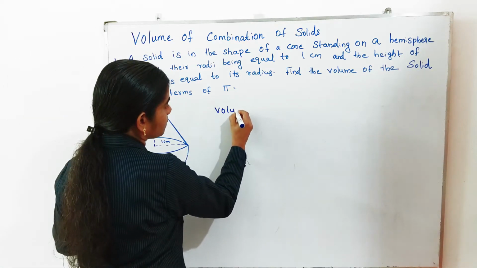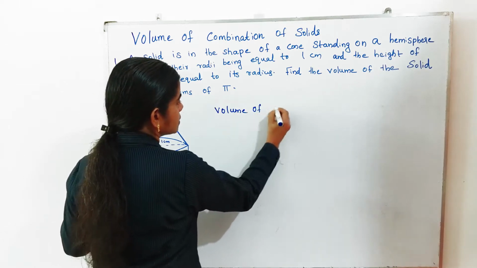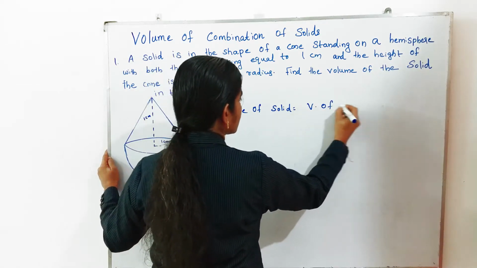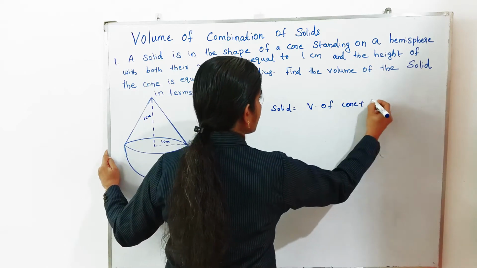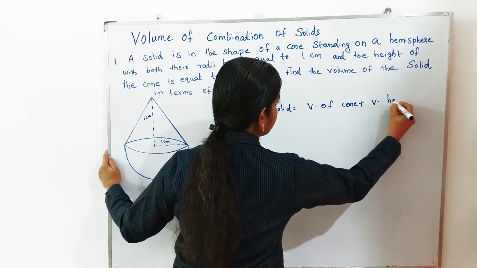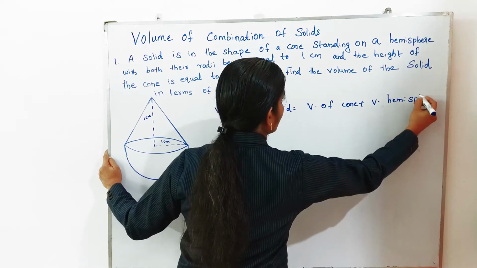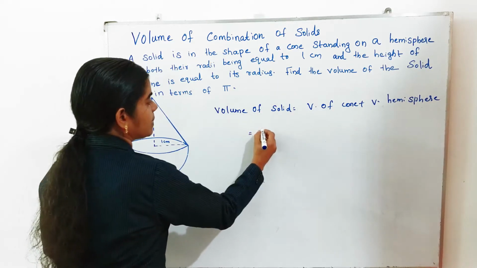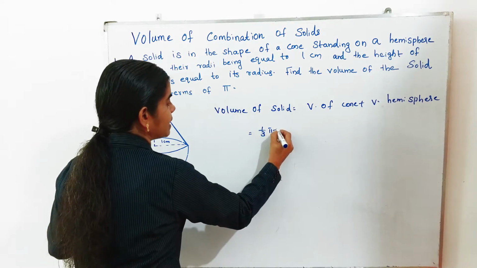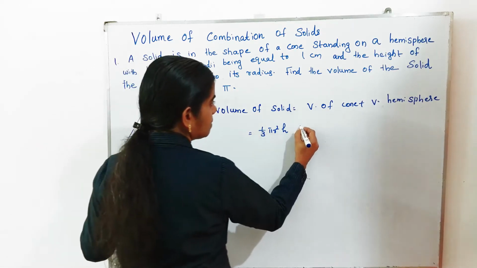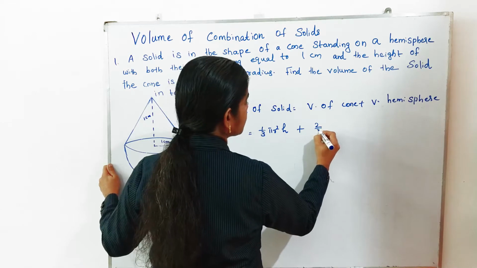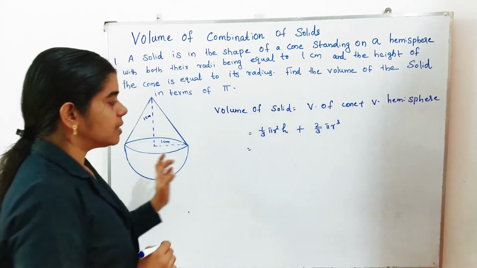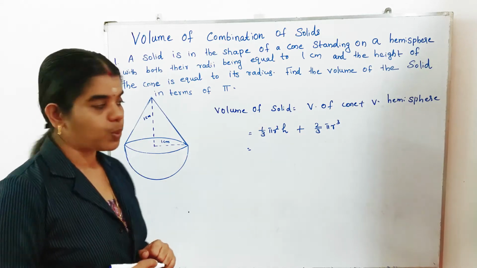Volume of solid is equal to volume of cone plus volume of hemisphere. That will be the volume of the solid. You know that 1 by 3 pi r square h will be the volume of the cone, plus the volume of the hemisphere, which is 2 by 3 pi r cube. You know that r and h are equal to 1.